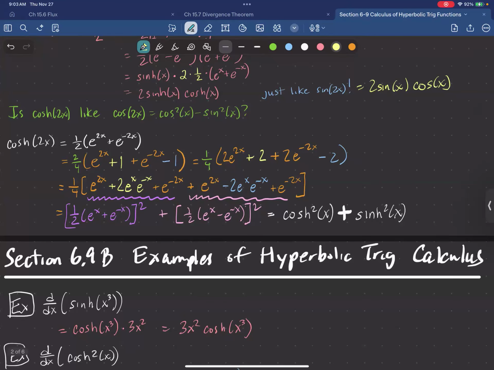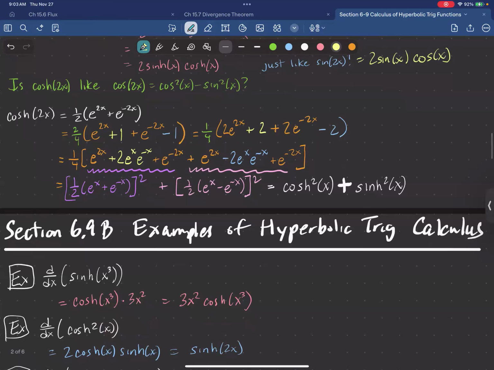When we do cosh squared x, remember, in case you've forgotten, that is cosh x squared like that. So, chain rule. Bring the power down, and then take the derivative of the inside. And that ends up just being hyperbolic sine of 2x.